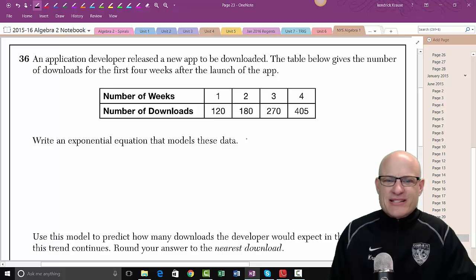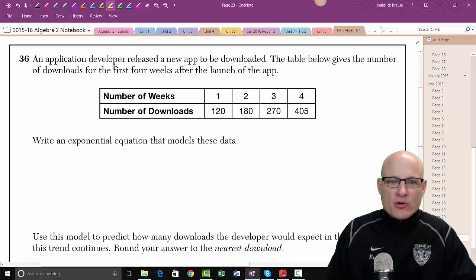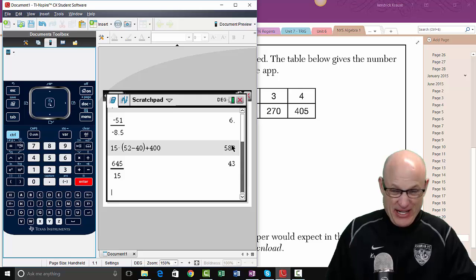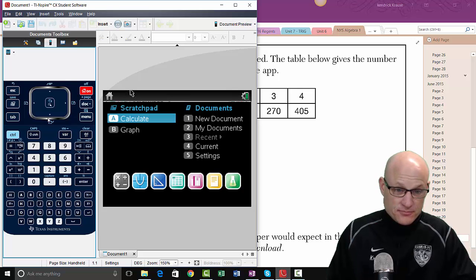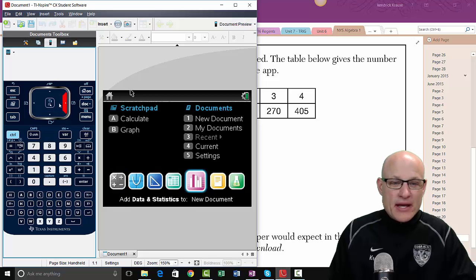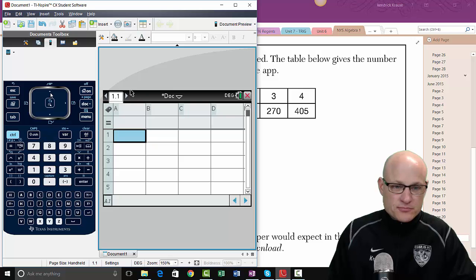Anyway, the table below shows the number of downloads for the first, it's kind of important, first 4 weeks. So these are weeks after the launch of the app. Write an exponential equation that models this. All right, so now we got to go to our calculator and do exponential regression. So on this calculator, you have to use spreadsheets. By the way, this is an amazing calculator. It's really convenient to use.